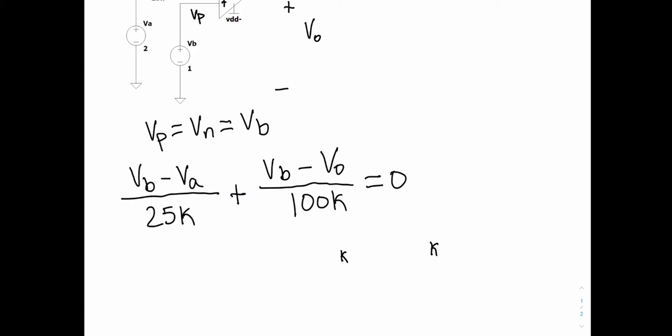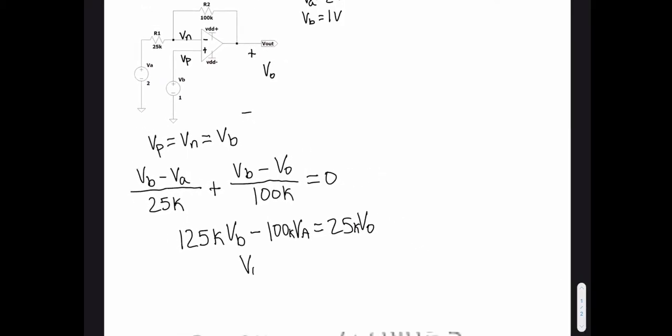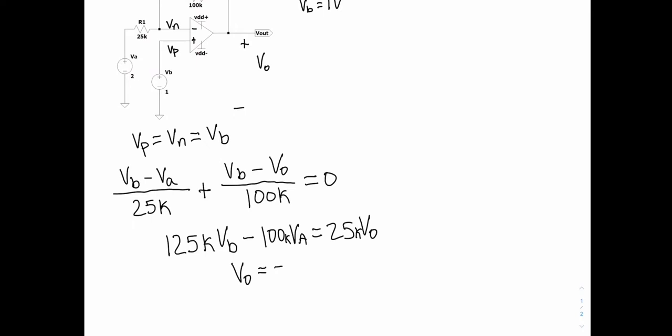Solving for this, we're going to have 125K VB minus 100 VA is equal to 25 Vout. And plugging in, you're going to end up with Vout is equal to negative 3 volts.